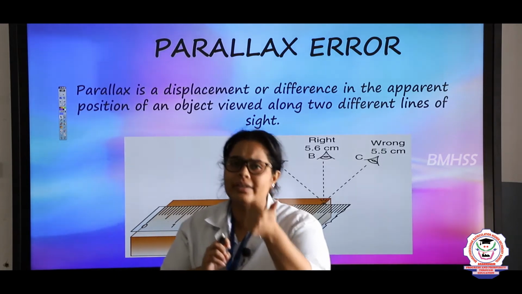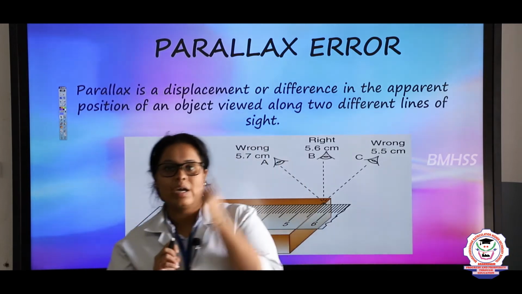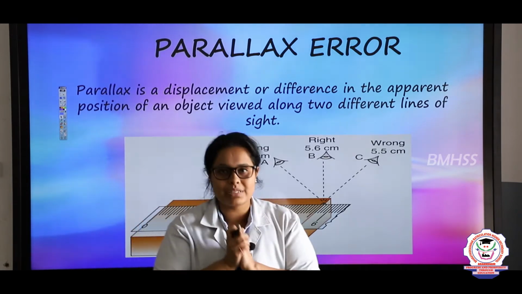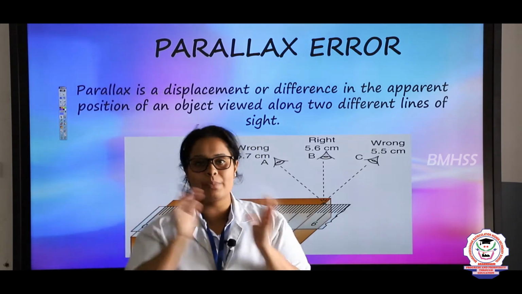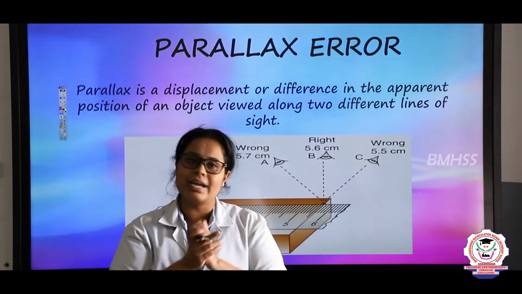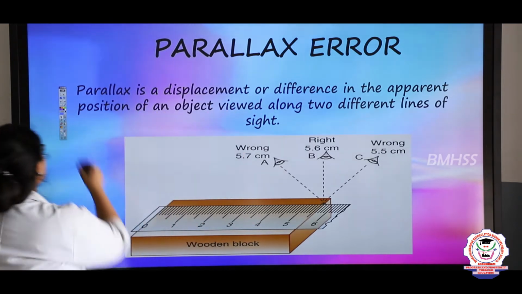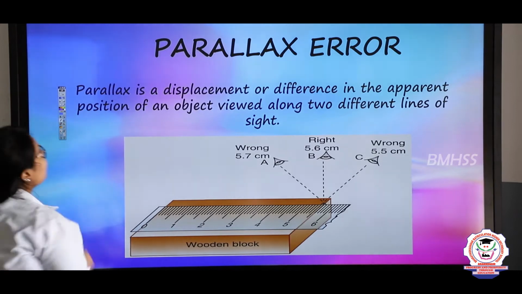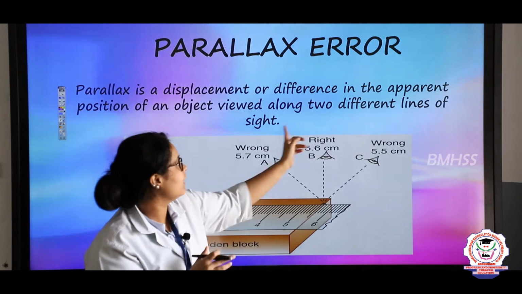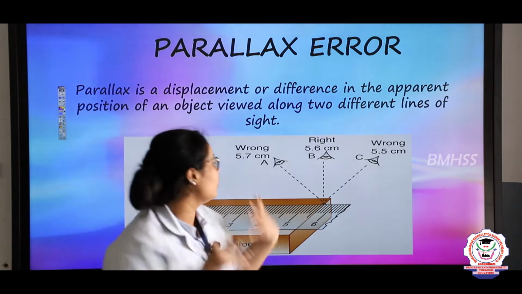Now we have talked about how to measure length, but sometimes there can be some kind of error. Error means there can be a mistake. There are two types of mistakes. One is the parallax error, and the other is a natural error which is due to the instruments, like a measuring scale or measuring tape. Here we are going to discuss the parallax error. What is the parallax error, students? Parallax error is a displacement or difference in the apparent position of an object viewed along two different lines or two different sides.